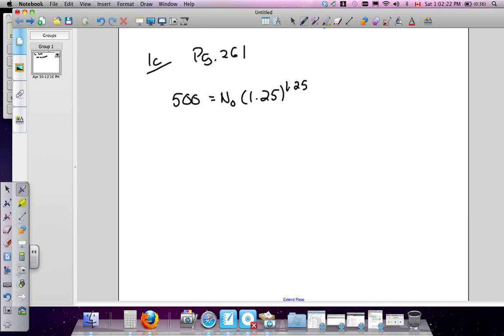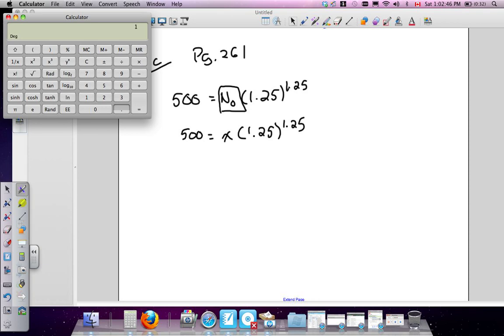Think of N subscript 0 as just a variable. Okay, so it's like X. I could replace the entire equation with 500 is equal to X times 1.25 to the power of 1.25. This is just straight algebra. So I'm going to simplify this number here, 1.25 to the power of 1.25.